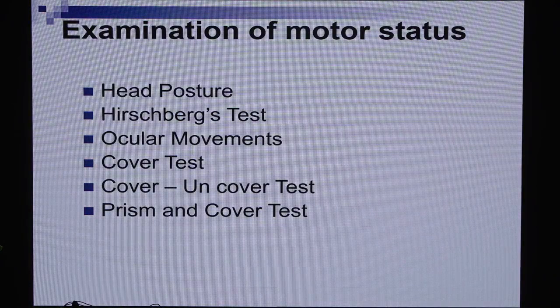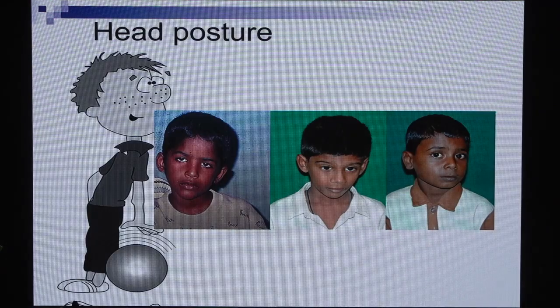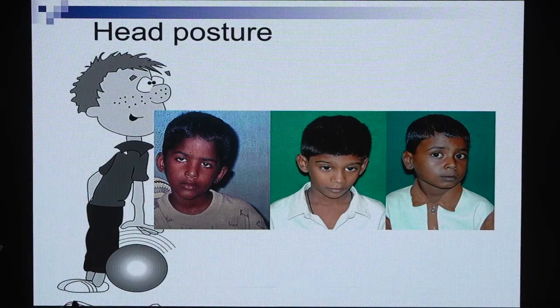When we do a motor evaluation, always pay attention to the head posture. So the first picture has a head tilt, the second one has a chin depression, the third one has a face turn. There can be a variety of reasons for that. There can be a sixth nerve palsy for a face turn. There can be nystagmus also for the same reason. There can be uncorrected refractive error, which can lead to this. There can be hemianopias also which can lead to this. So we need to figure out what exactly is the cause for any head posture.